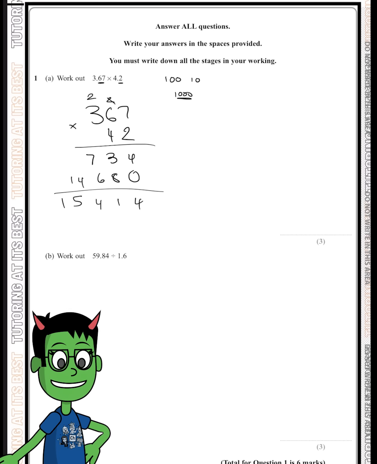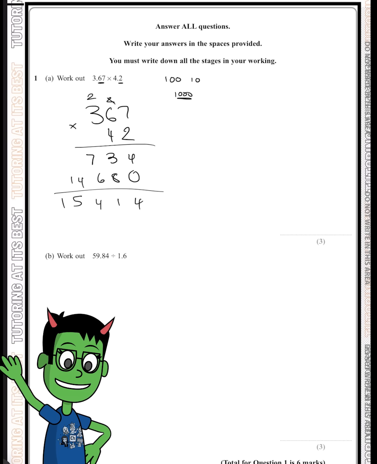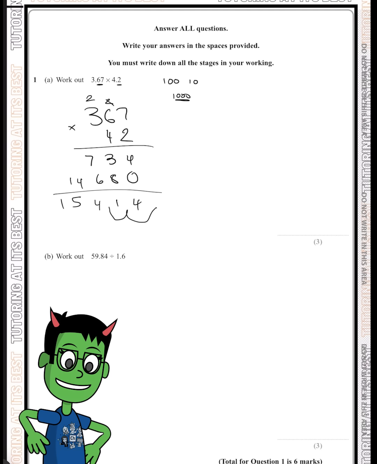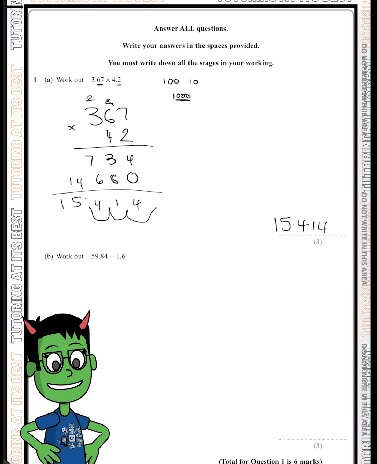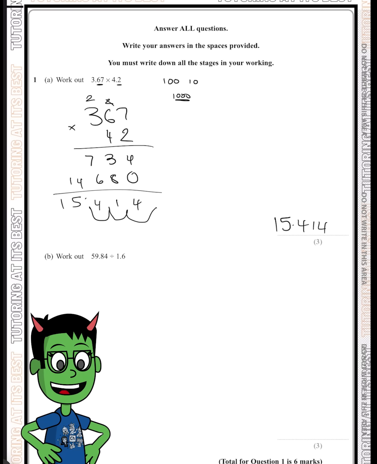But because we've moved 3 positions to the right, we now have to move 3 positions to the left. So that's 1, 2, 3. So our answer is 15.414. Marvelous.